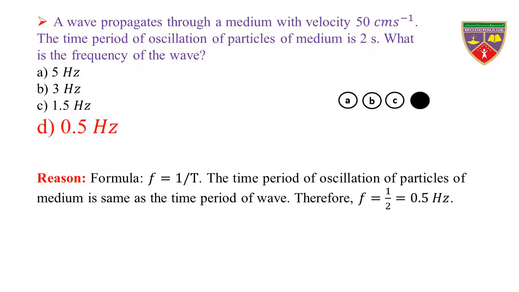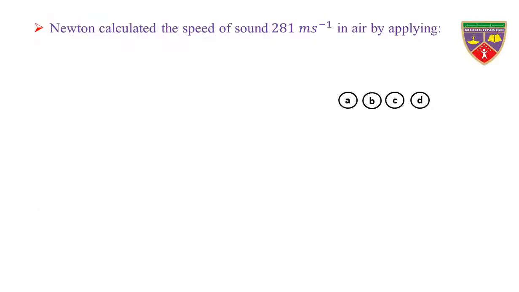Reason, formula of the frequency is equal to 1 divided by T. The time period of oscillation of particles of medium is same as the time period of wave. Therefore, f is equal to 1 divided by 2, because the time period is equal to 2 seconds, which is equal to 0.5 Hz. Hence, the frequency of wave is 0.5 Hz.